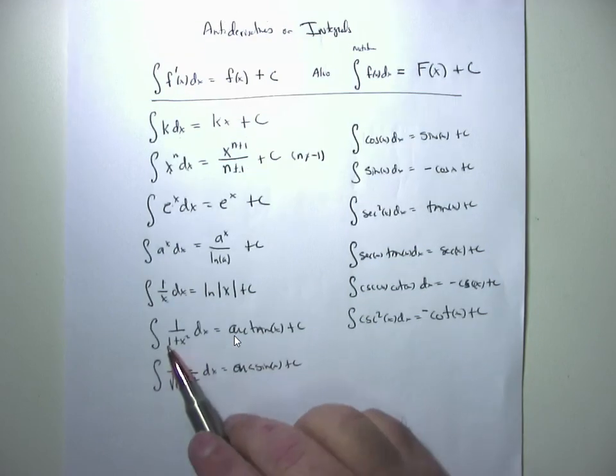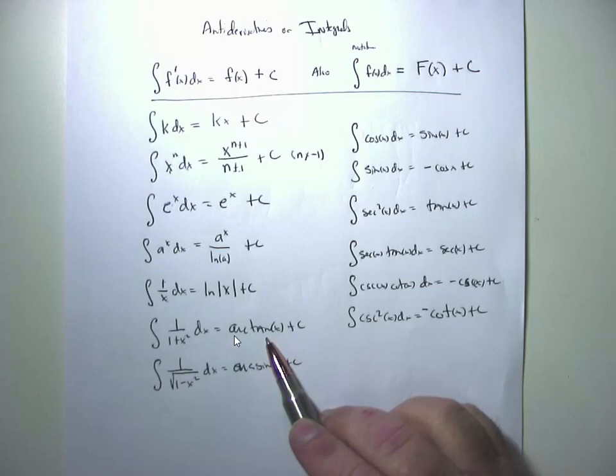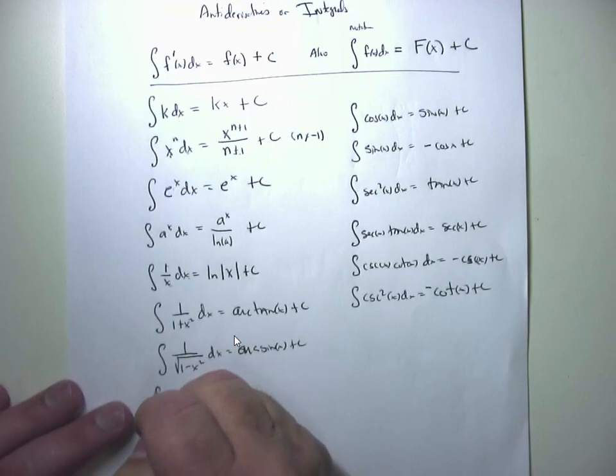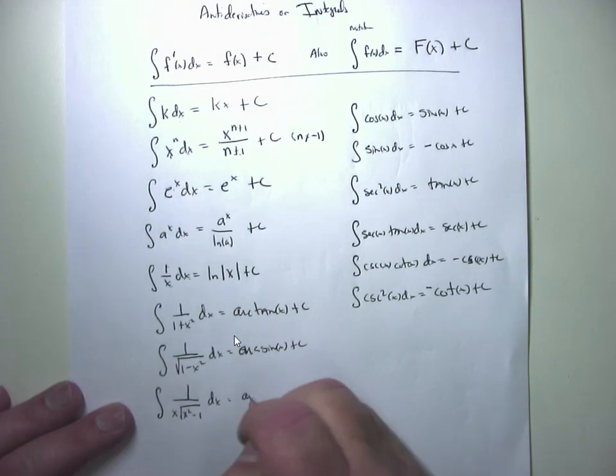And here's some of my special rules. The integral of 1 over 1 plus x squared dx is the arc tangent, just writing those arc tangent rules in reverse, plus c. The integral of 1 over the square root of 1 minus x squared dx is the arc sine of x. There was one more I should have written down. The integral of 1 over x times the square root of x squared minus 1 dx is equal to the arc secant of x plus c.